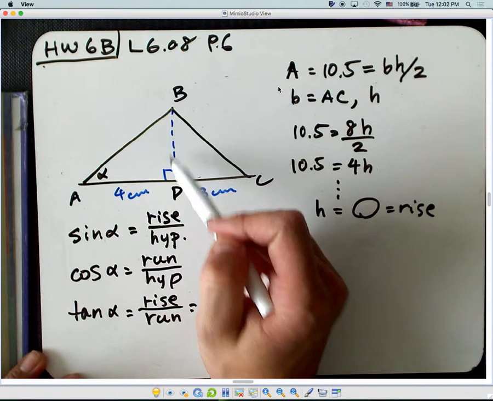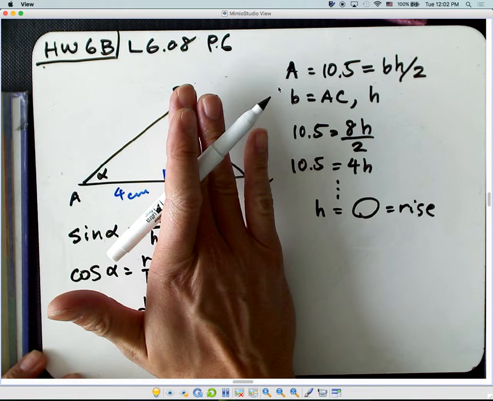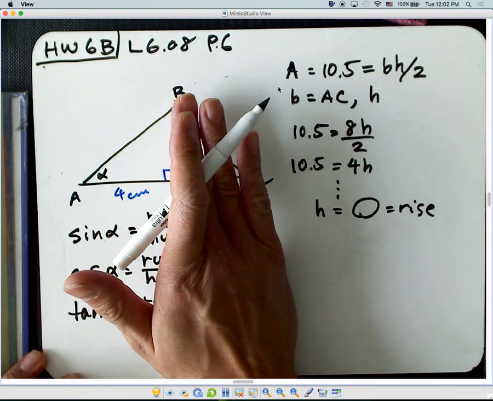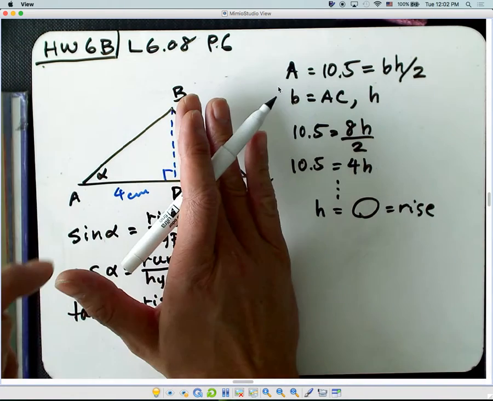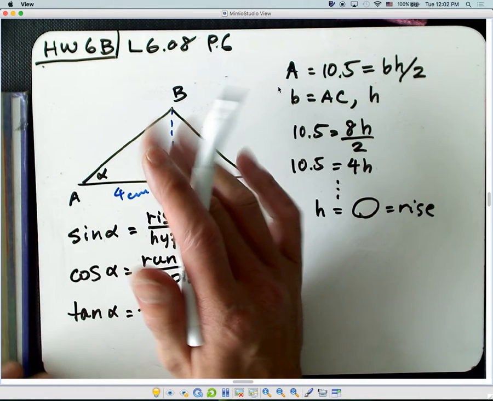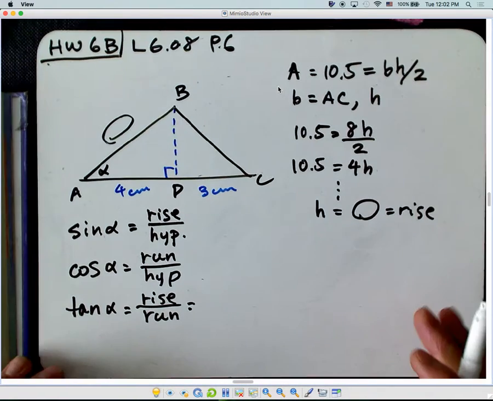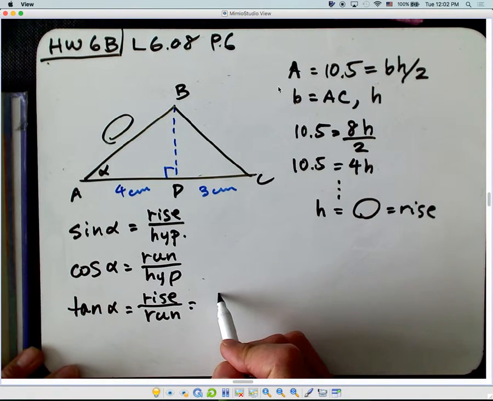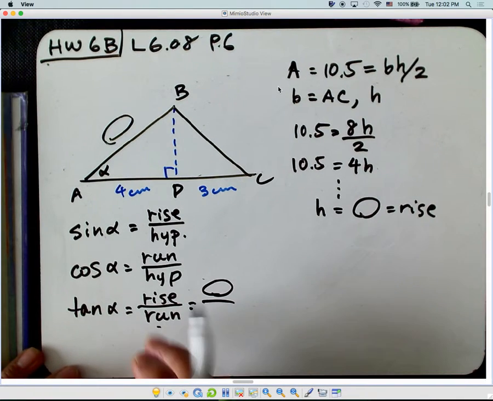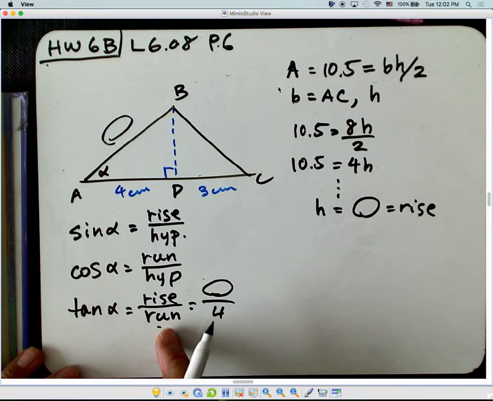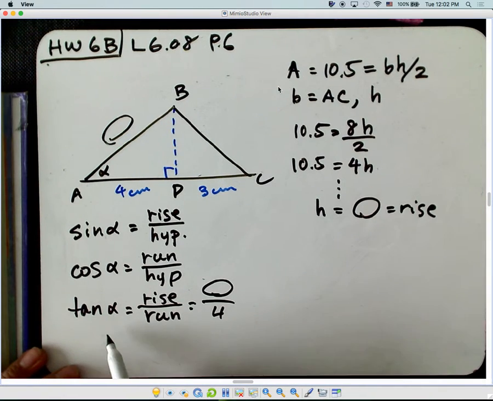Right, this is going to be rise. We are ignoring the triangle on the right. We're just looking for the triangle on the left because we want to find out what the AB is, right? So whatever we have over here, put that over run, which is 4, right? That is equal to tangent alpha.